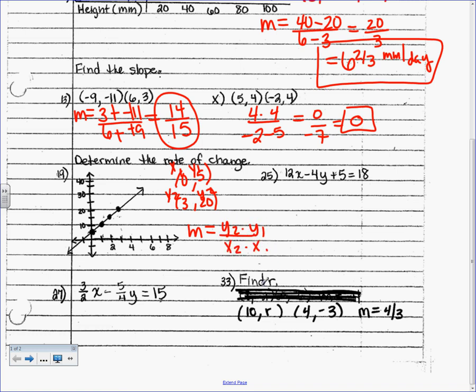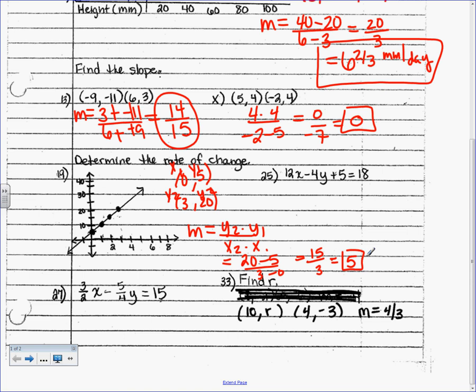Write that until you have it memorized. Once you have it memorized, just go ahead and plug and chug. So we're going to have 20 minus 5 over 3 minus 0. Well, what is 20 minus 5? 15 over 3, and that for sure reduces, which gives us 5. So number 19 is just a 5.